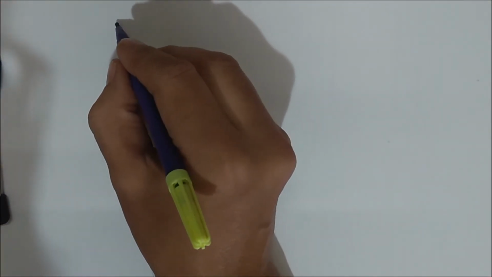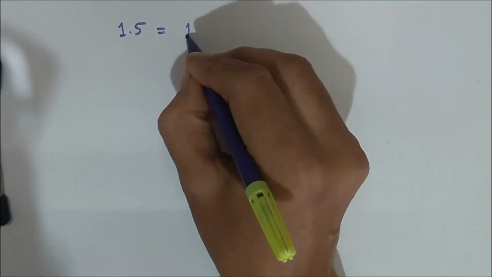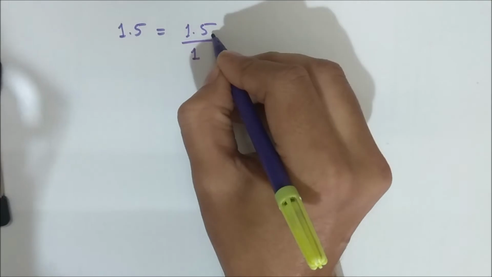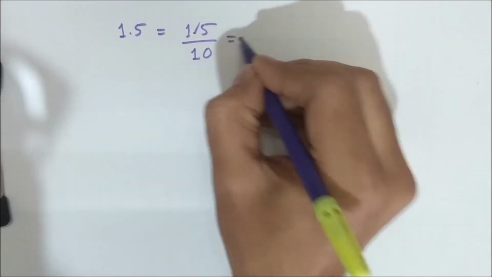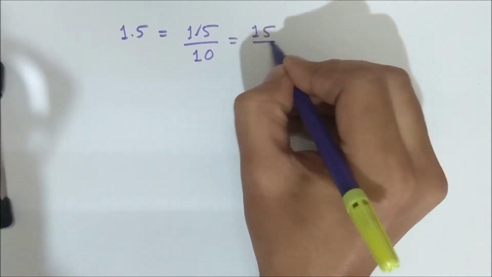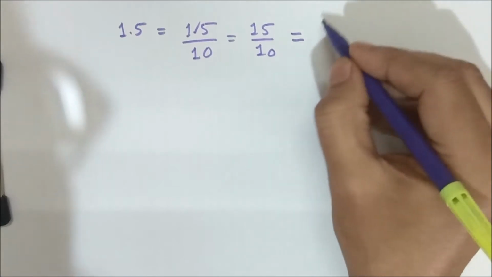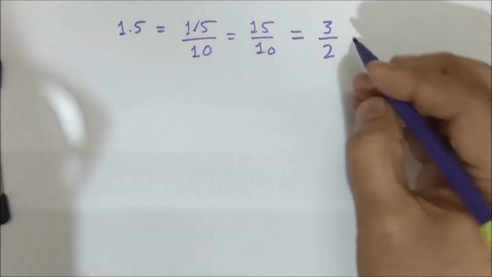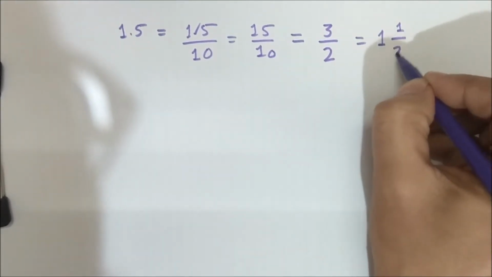Now these fractions were less than 1. Now we take some bigger numbers, say 1.5. This can be written as 1.5 divided by 1, after the point there is only one place, we write 0, it becomes 15 by 10. Again further simplified as 3 by 2. Or this can be further simplified as 1 whole 1 by 2.